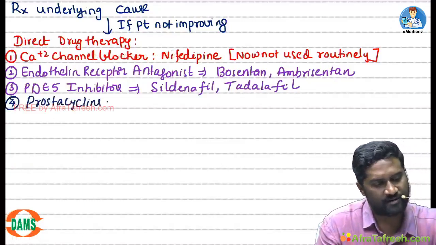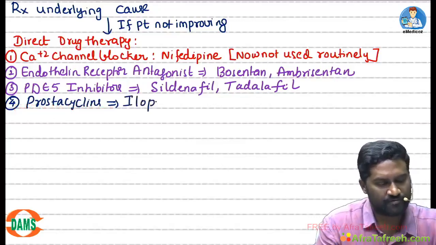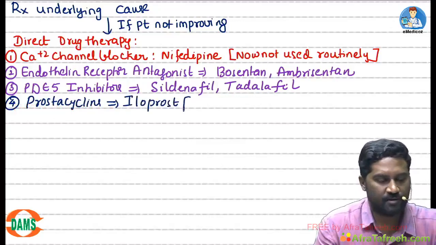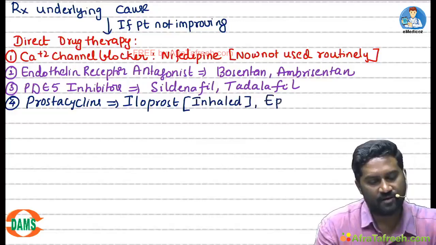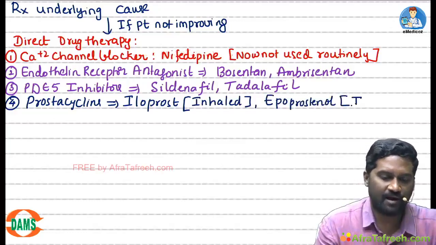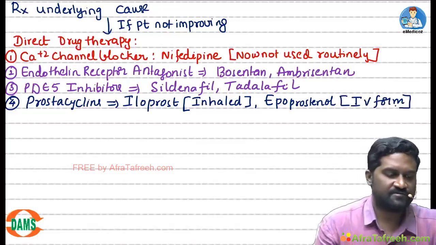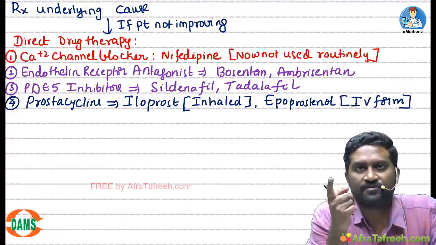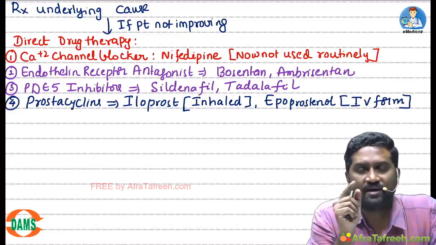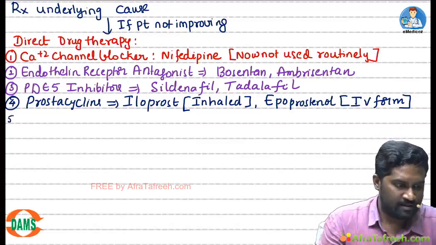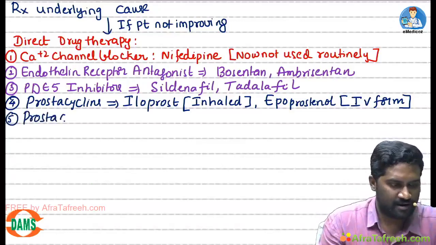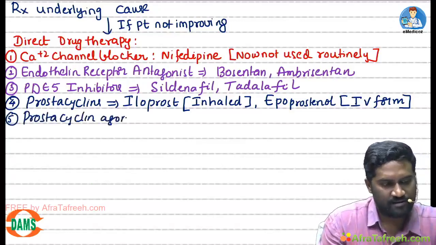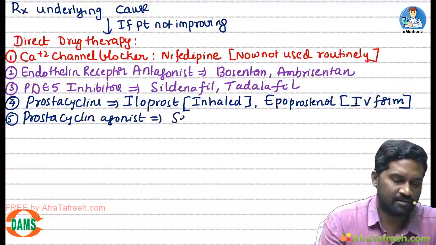Apart from this, we also have prostacyclins such as iloprost. This iloprost is available as an inhaled form. Then there is epoprostenol. This is available as an IV form, whereas the majority of medications are tablets. Prostacyclins such as iloprost and epoprostenol are exceptions, available as inhaled and IV forms. Then there is also a prostacyclin agonist such as selexipag. This is available again as a tablet.